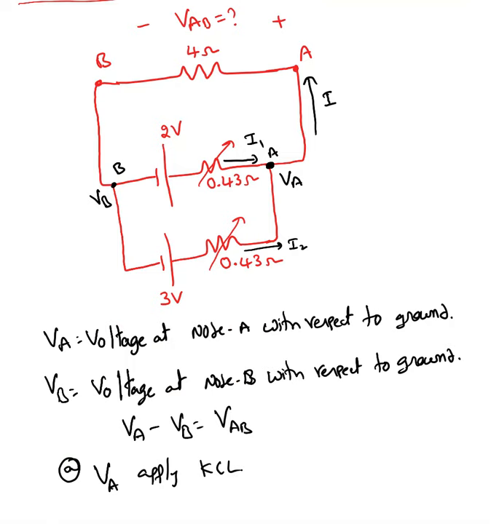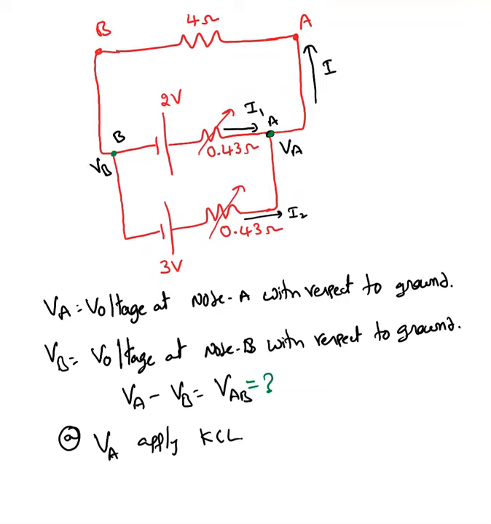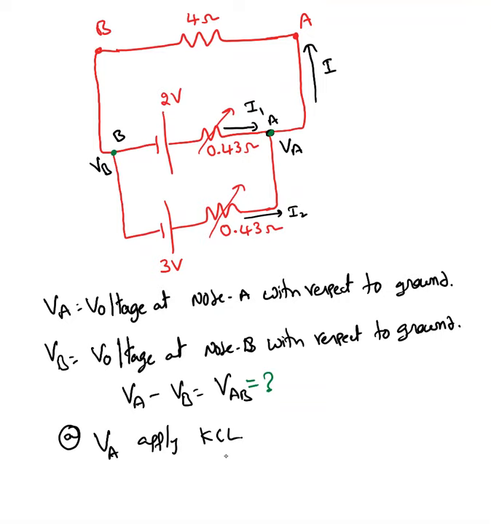So here is node A, with voltage VA, and node B is right there. VB is the voltage at node B with respect to the ground. The goal is we need to find VAB. So VAB is nothing but VA minus VB. Now what I'm going to do is apply KCL, Kirchhoff's current law, at VA.